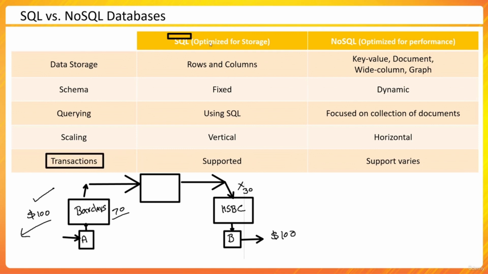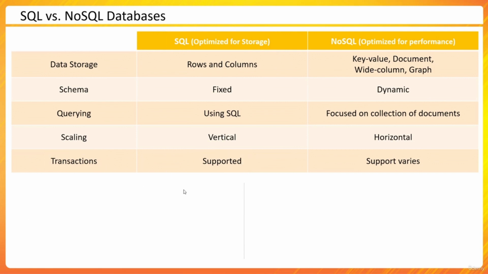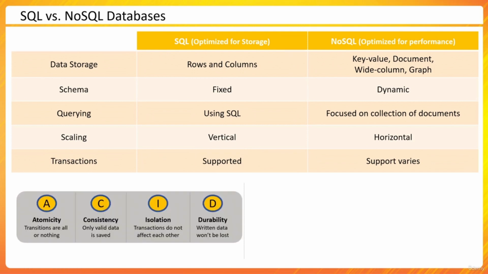So in SQL databases, we expect that transactions would be happening, and they use a very specific word to explain transaction that is called ACID support. So that is called atomicity, consistency, isolation, and durability. That is the beauty of SQL databases, that every transaction happens either all or nothing.